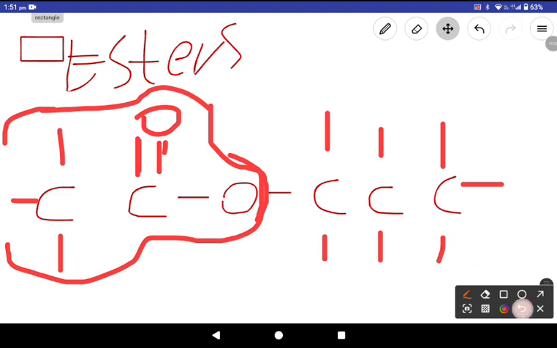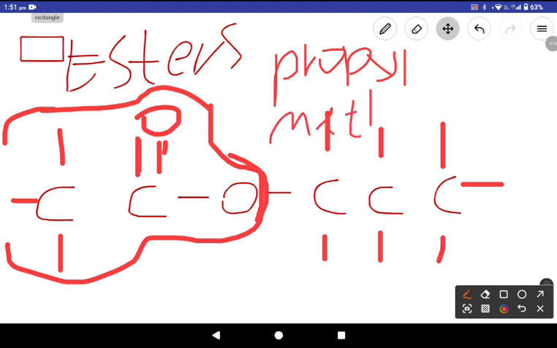Since it's 3, it becomes propyl. If maybe you had only 1, it will be methyl. If maybe there are 4, it will be butyl. So it's methyl, propyl, butyl, pentyl, and so on. So that's how you name an ester. So it's propyl, and then now you look at the other part, which is 2, so it's ethane, so you say ethanoate.